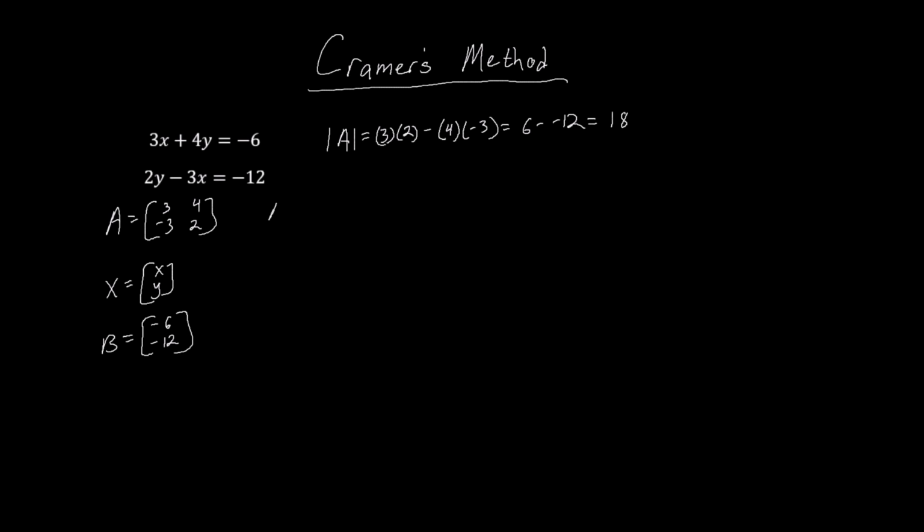We need to create a matrix called A sub x. A sub x is going to be matrix A, except instead of the x column, we're going to replace that x column with the answer matrix. So this whole column right here is going to go away for A sub x, and we're going to replace it with this column here. So let's go ahead and do that. The 4 and the 2 are going to stay. 4 and 2 both stay. But now I'm going to put, instead of 3, negative 3, I'm going to put negative 6, negative 12. So again, that gets subbed in for the x value there.